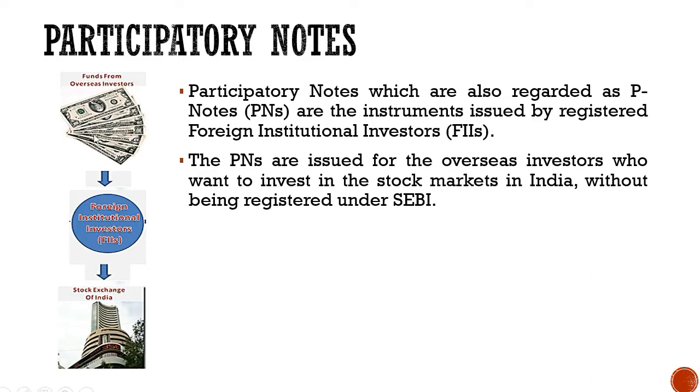So now let's take this example. There is Mr. X from the US. He is an overseas investor. He wants to invest in the stock exchange of India. However, he does not want to register under SEBI. In that case, the foreign institutional investor comes into the picture. And how does this particular participatory note work? Let us read ahead and we'll get an idea out of that.